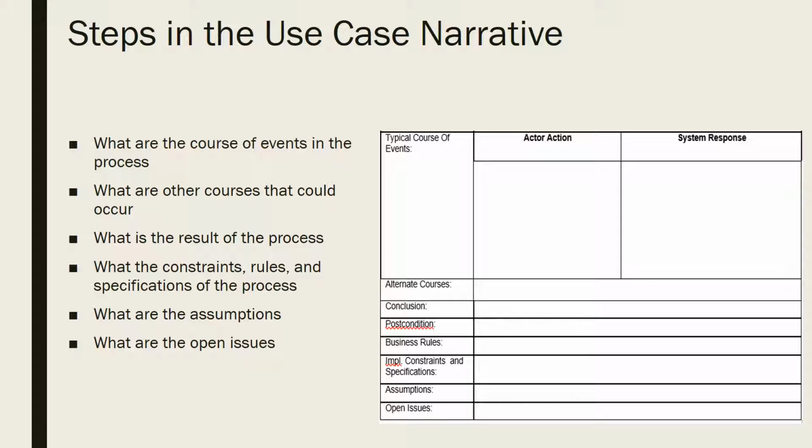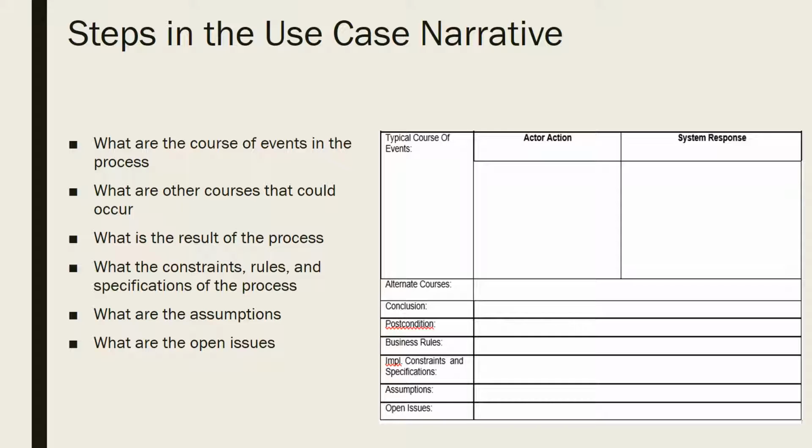Also, the results of the process. So what is the outcome, the results that you get from the system? And then what constraints, rules, and specifications for the process. So constraints of has to be done in this many seconds. It has to only give this many results. Or you have to have this certain qualification to access these documents. Things like those are what you have to determine during use case narratives. And then you also outline any outlying issues that you have found through the process.